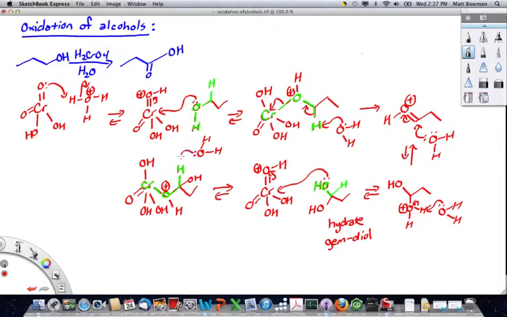Now water comes in, steals this proton. The electrons go between this carbon and this oxygen, and the electrons from the oxygen-chromium bond go onto the chromium. Reversible step. And we end up getting a protonated carboxylic acid out of it.